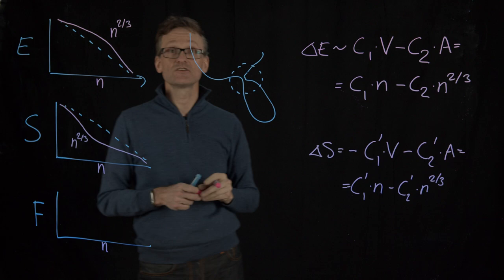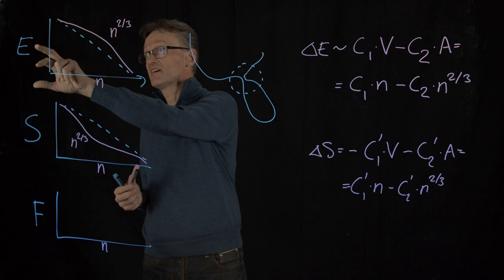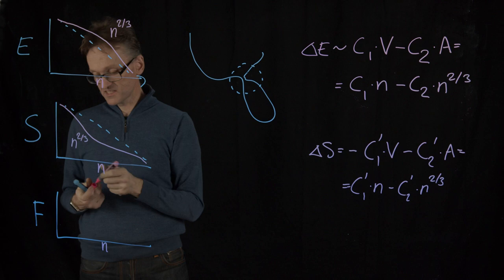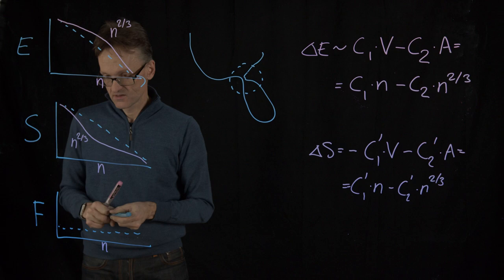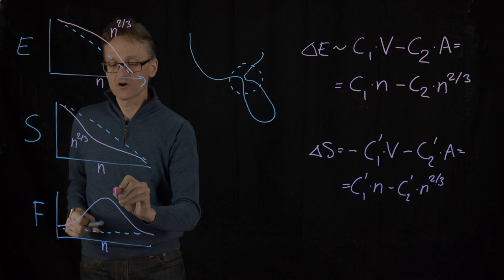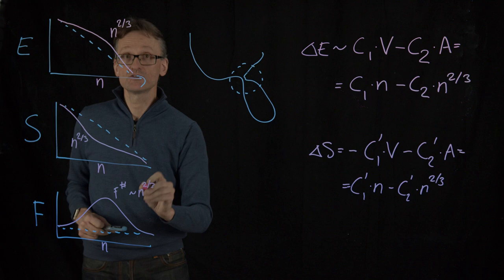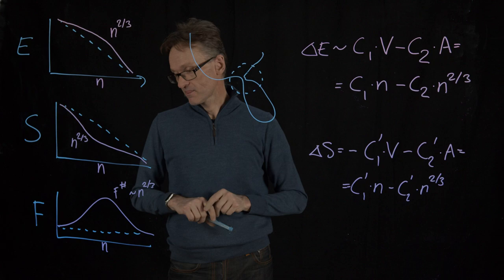If we take those and say E minus TS, well, these dashed lines, to first approximation, they will cancel, right? So the remaining part here, F sharp, is going to be roughly proportional to the number of residues in the folding core raised to the power of 2/3. This looks like a very minor difference.